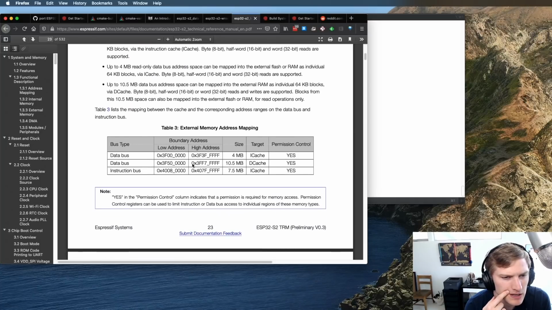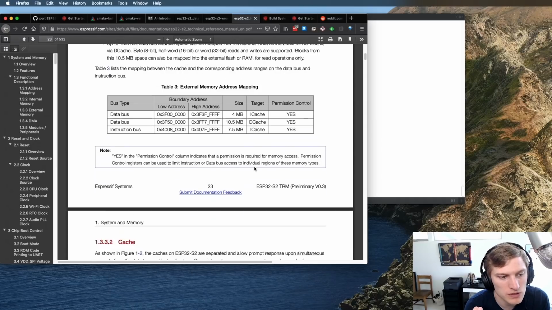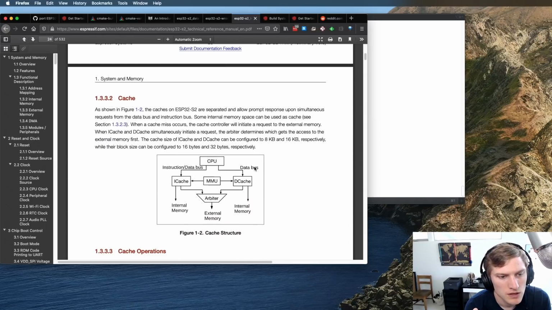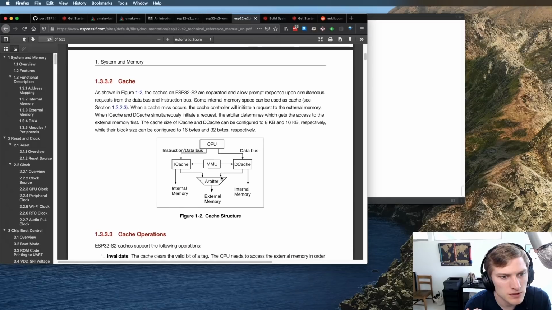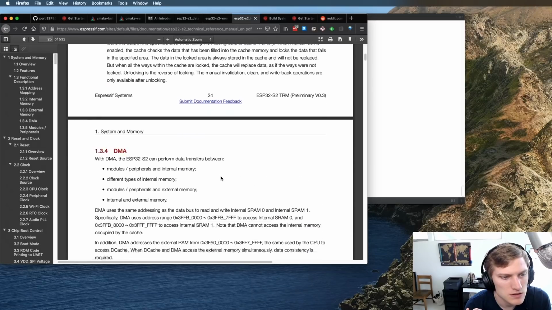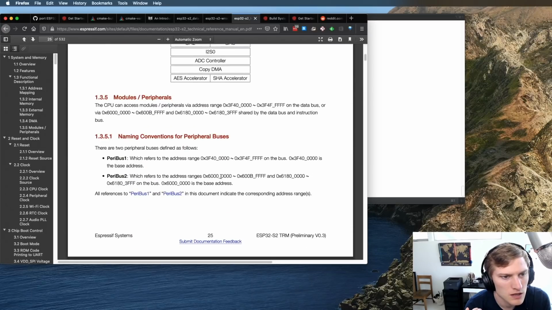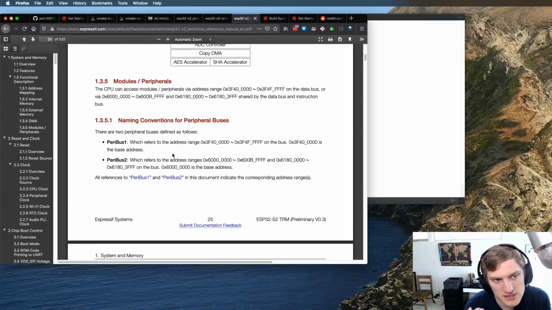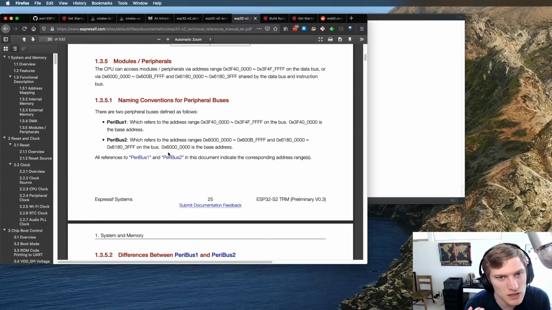And you can see that depending on which address ranges you use, you either get the iCache or the dCache. So are you storing code, or are you storing data for that code? And then here it talks about the CPU cache, things you could do with it, DMA. Yeah, peripheral buses. This is the thing that I thought was pretty interesting.